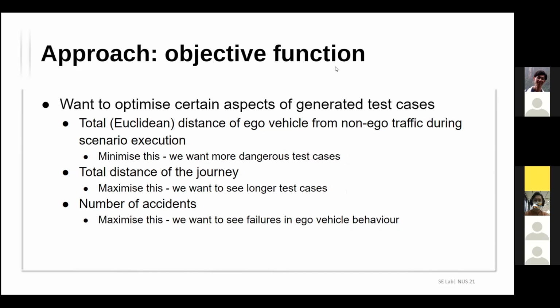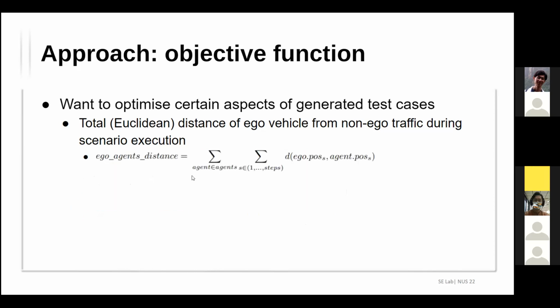And of course, we maximize the number of accidents because accidents indicate failures in the vehicle behavior. So we want to see exactly how they fail, and we can use that to improve the vehicle behavior in the future. So yeah, this concept summarizes how the objective function will function. This is the formal definition of the three aspects.